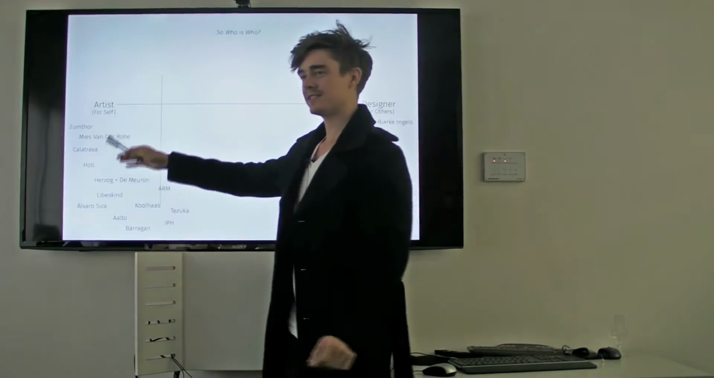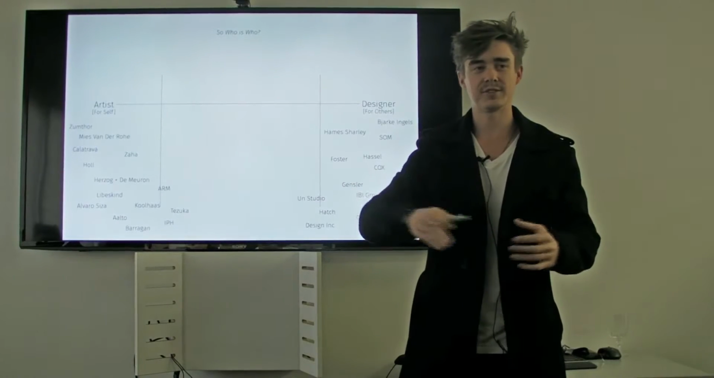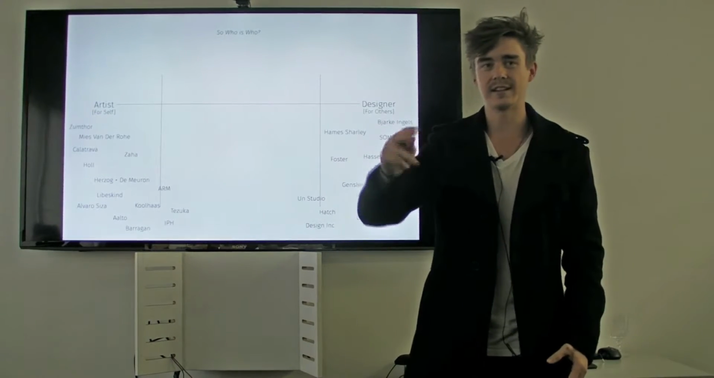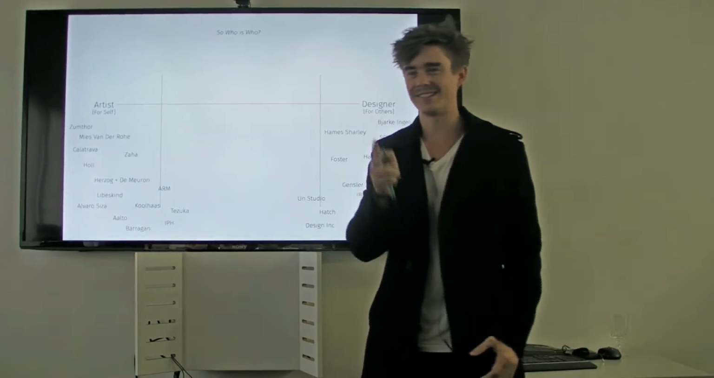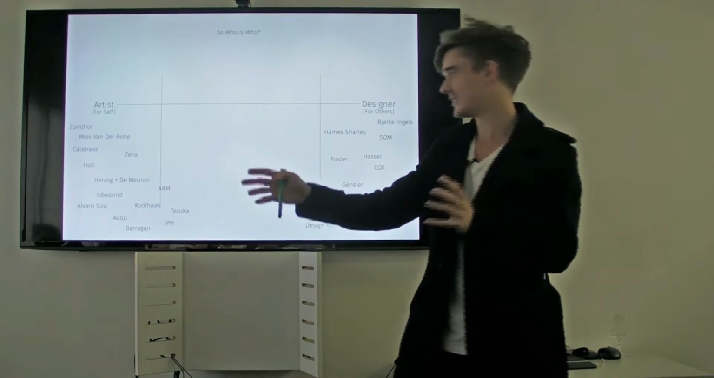Zaha Hadid, rest in peace, comes a little bit closer to that sort of area because she goes and finds clients and then I guess resolves it, but there's a consistency in her work and you know every time you see it that it's Zaha. So she's sort of sitting in that camp.